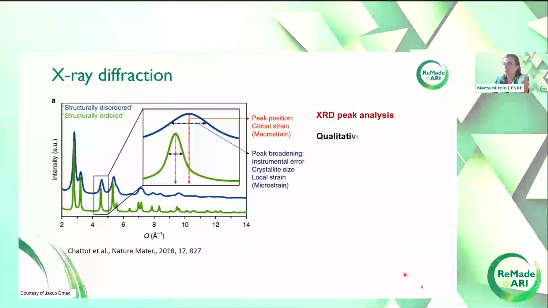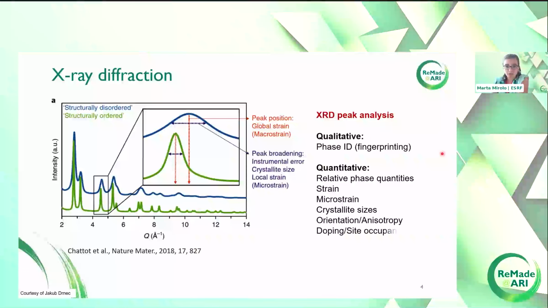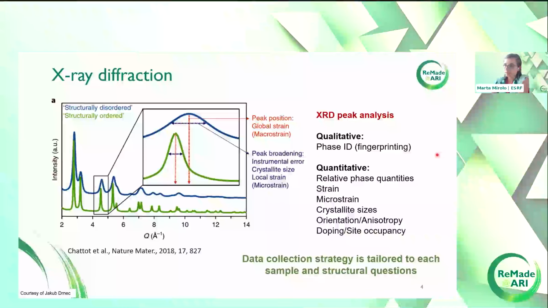To give a bit more information about diffraction, we can simply look at the position of the peaks in the diffractogram, and this gives us information about the phase. So we can just look at the position and say, okay, we have this phase, we don't have that phase. This phase is converting to that other phase, and so on. But then we can look a bit more into details. We can do, for example, Rietveld refinement. This gives us quantitative information.